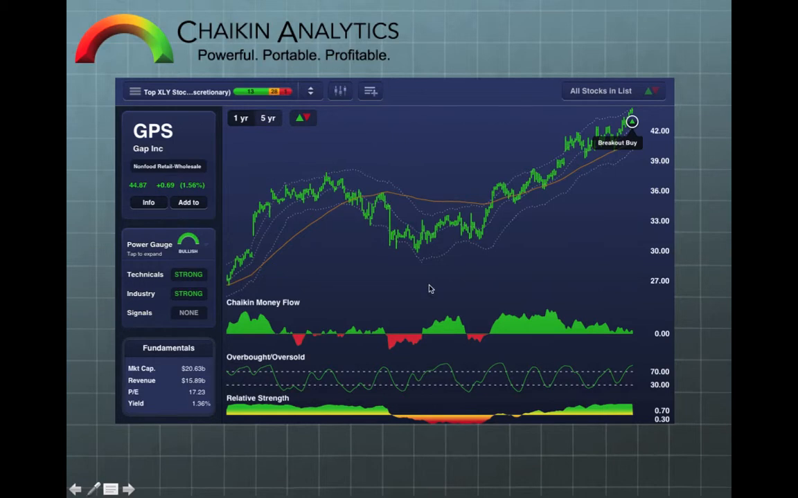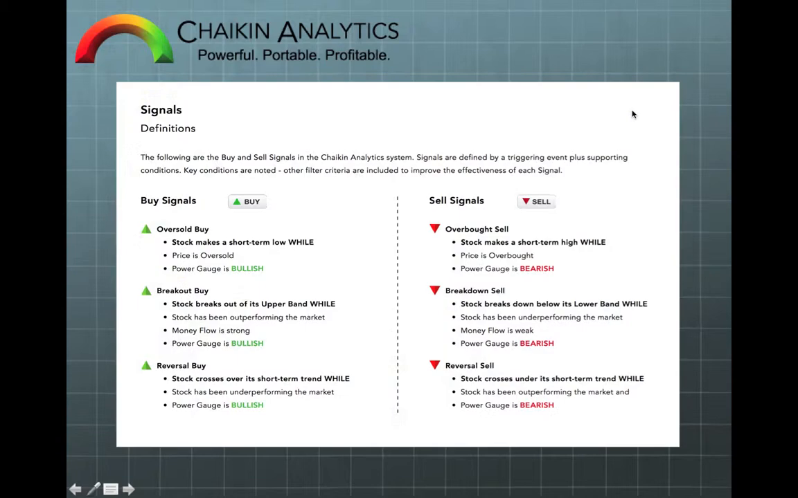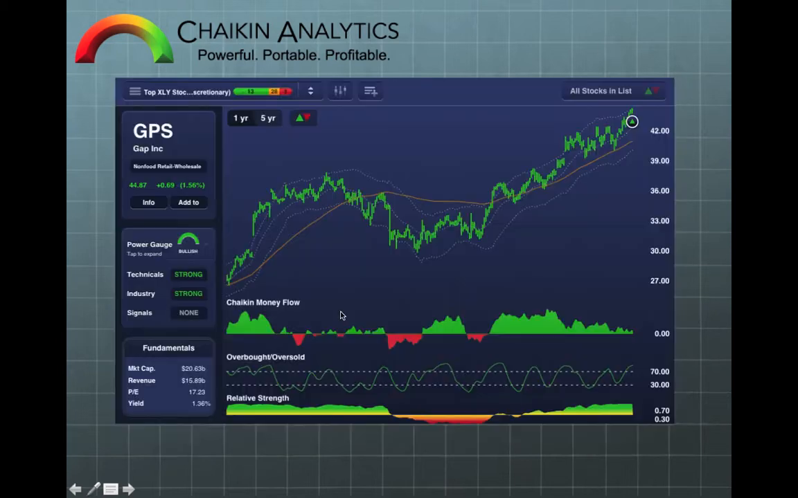So you must have all of these tremendous fundamental and technical factors in the stock's favor before you can even consider entering when price is butting up against the upper volatility band. And that is what the signal is. It's called a breakout buy signal. Strong money flow, bullish power gauge, stock outperforming the market, meaning the relative strength versus the S&P is strong, and the stock actually breaks above the upper volatility band. So, and there it is without the breakout signal. You can see it's touching this thing here.